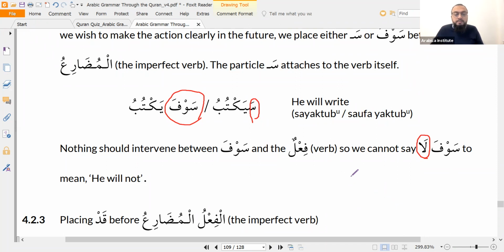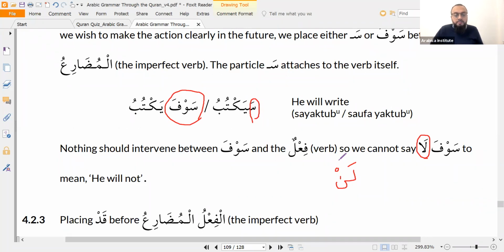Negation. Lam, or lan. Somebody's saying lam. Is it lam we're looking for, or lan? Lan. Yes. So you can use lan, and what does lan do to the verb? Throws it into future. It makes it go up. Good. So if I said la adhabu, I won't go, how would I say it with lan? Lan adhhaba.